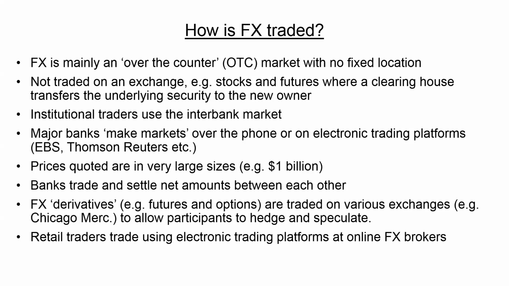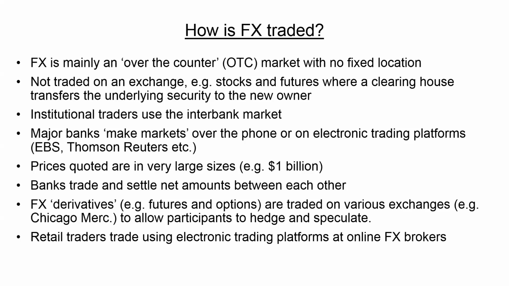So these major players, the institutional traders, use what they call the interbank market. So you're having banks trading with each other, quoting very large amounts of foreign currency to each other and the price. The major banks make markets over the phone or on electronic trading platforms such as EBS, Thomson Reuters. There are others, Currenex, Hotspot, lots of other platforms where people make markets to each other. And the prices quoted are in very large sizes. For example, you might get one bank quote to another bank a price in one particular currency against another in $1 billion face value.